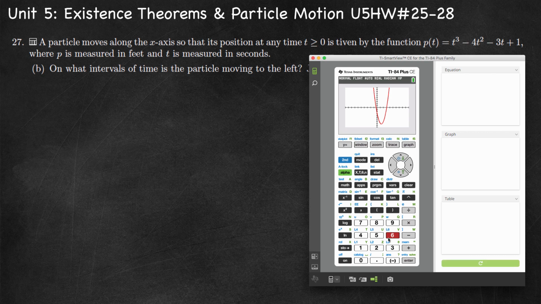The particle is moving to the left where the velocity is negative. So I need to find these x-intercepts because I can see that my solution is in between these two x-intercepts. So let me make my window a little better here. Go from negative 2 maybe to 5.